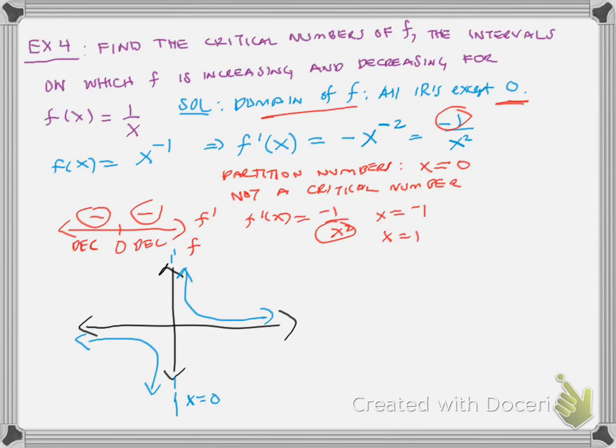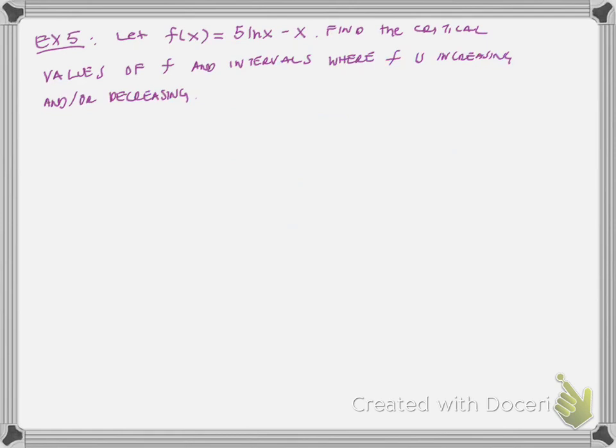Okay, let's move on to another example. All right, so let's spice it up a little bit and add in a log. Why not? Okay, so f of x equals 5 ln of x minus x. So find the critical values of f and the intervals where f is increasing and or decreasing.